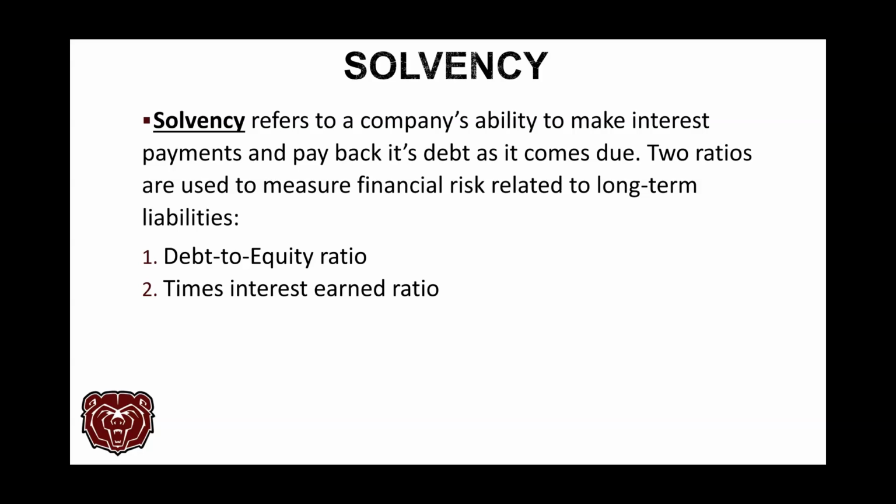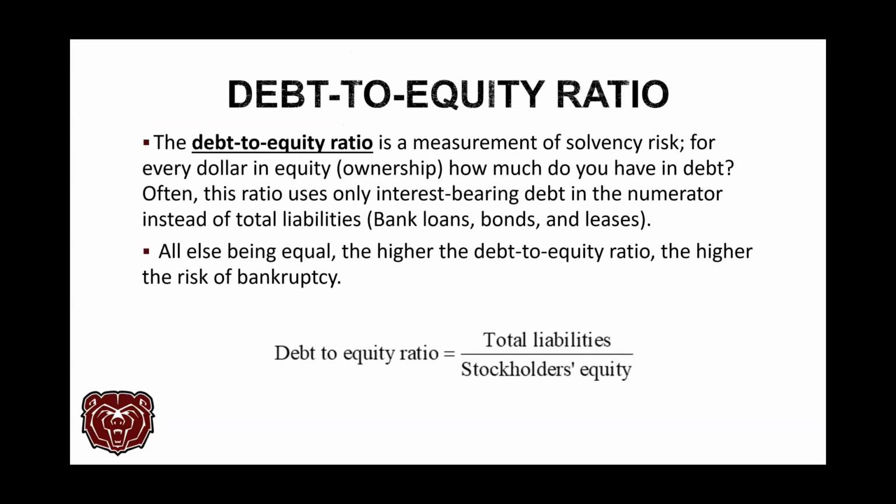Solvency simply means, do you have the ability to make interest payments? Do you have the ability to pay back your debt as it comes due, okay? We're going to talk about 2 ratios that we use to measure financial risk that we relate to long-term liabilities. If you notice, the other 3 we talked about were for current, right? Those were all for current liabilities, current assets, that kind of thing. What we're going to talk about here with solvency is long-term. Okay, so the first one we're going to talk about is your debt to equity ratio.